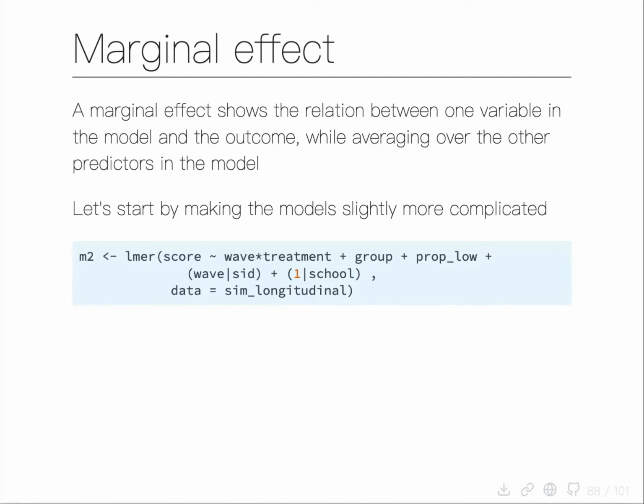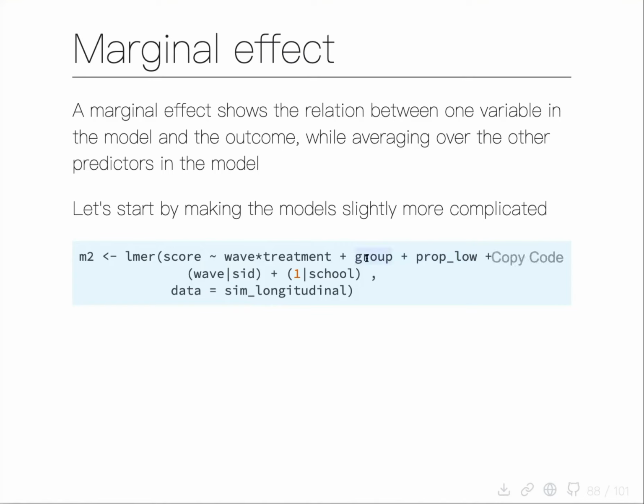So here I'm making the model even slightly more complicated again. I'm keeping my random effects structure the same as it was, intercept and wave varying by SID, and only the intercept varying by school. Okay, but up here, I've just added a couple of additional fixed effects. So I've got group, which is low, medium, and high, and then prop low, which is the proportion of students who were low initially or something. I can't remember exactly what it was.